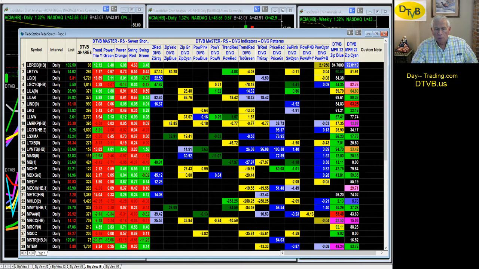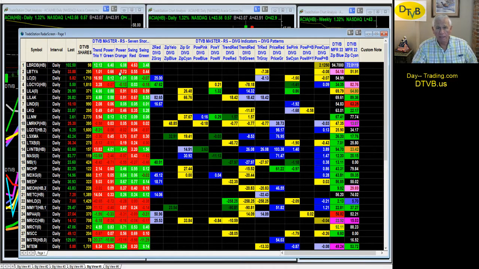The essence of the master radar screen 7 short-term trend lines indicator is that when you have a red box, the indicator line is going down. When you have a green box, the indicator line is going up. And when you have white text, that means you're above 0. My logic there was thinking of clouds in the sky. And so white text is above 0 and dark red text is under 0.